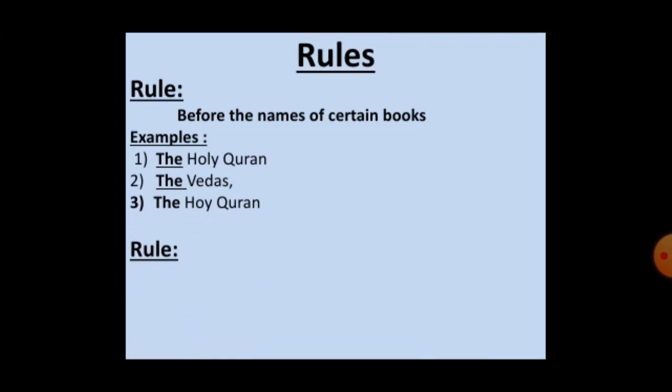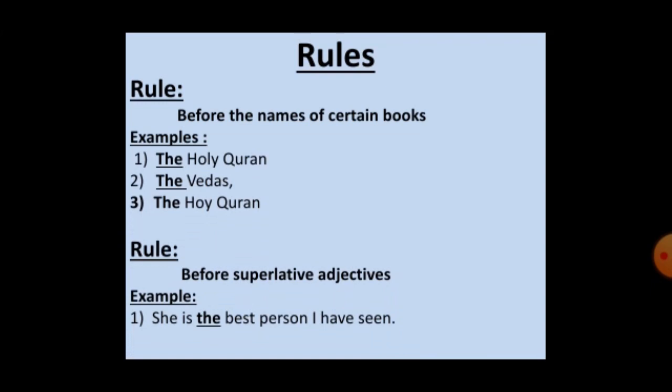The next rule is before superlative adjectives or degrees. For example, she is the best person. So before best, "the" is used here. And which is the highest? Highest is a superlative degree, and before a superlative we use "the".